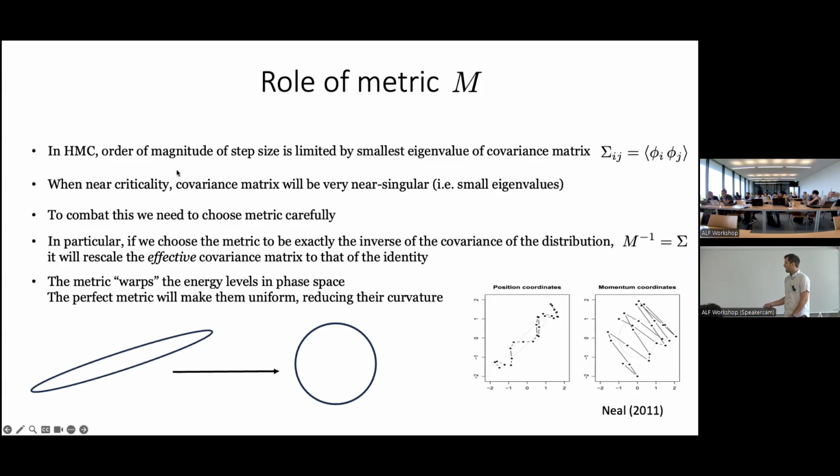When you're near criticality, the covariance matrix will actually be very singular. What this means is that if you're studying a sign-problem-free model of a theory that goes through some phase transition, you will necessarily encounter this problem where your step size will start to shrink. So things will become less efficient. To combat this, we need to choose the metric carefully. If we choose the metric to be exactly the inverse of the covariance of this distribution, in other words, if you choose M inverse to be sigma, it will rescale.